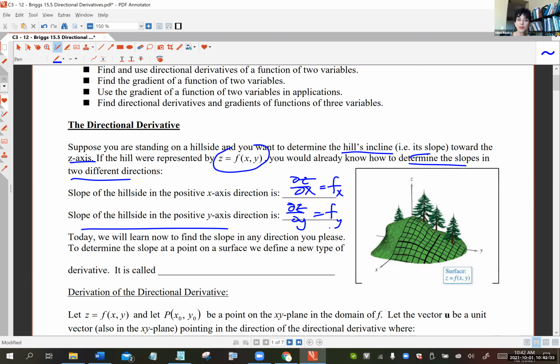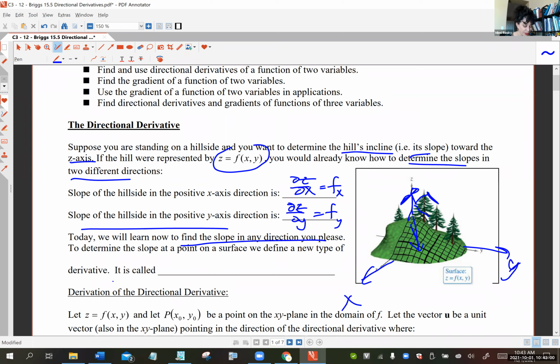What if you want the slope somewhere else? Like, what if you want to go in between the x and y axes? So here's you standing on the mountain with your skis, and you're like, I don't want to go in the positive x direction. I don't want to go in the positive y direction. Those are nice, but maybe I want to go diagonally in between those two axes. What's the slope going that direction? Now you're ready. Today we're going to find the slope in any direction you want.